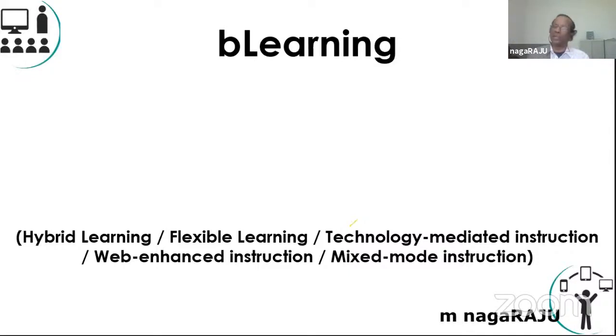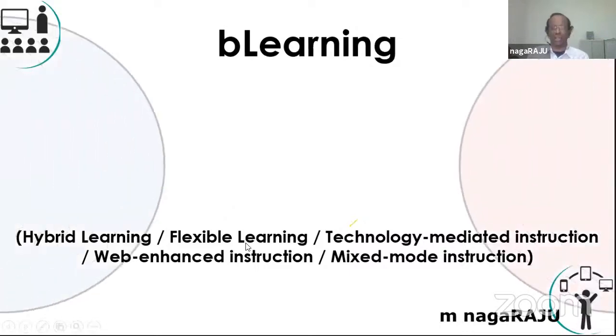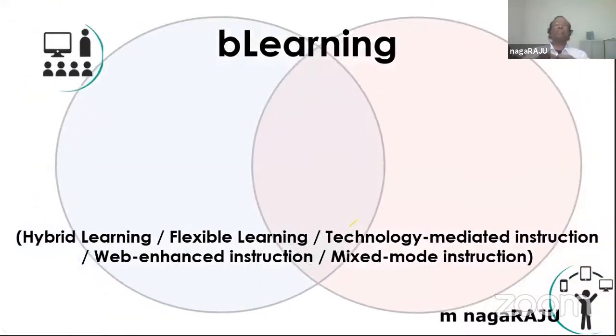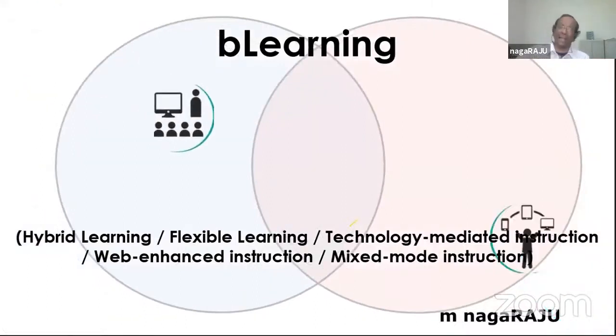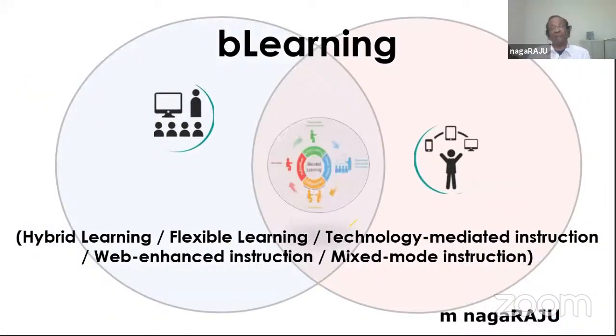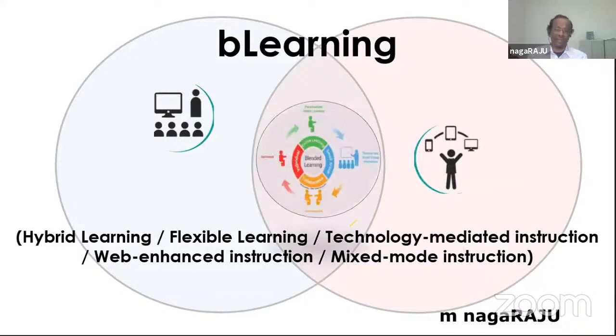The most popular other names are hybrid learning, a combination of more than one thing, and flexible learning, mixed mode learning, and many, many other names. So just to see what exactly it is: a combination. It is a merger, a beautiful blend, a wise blend of at least two things, right?